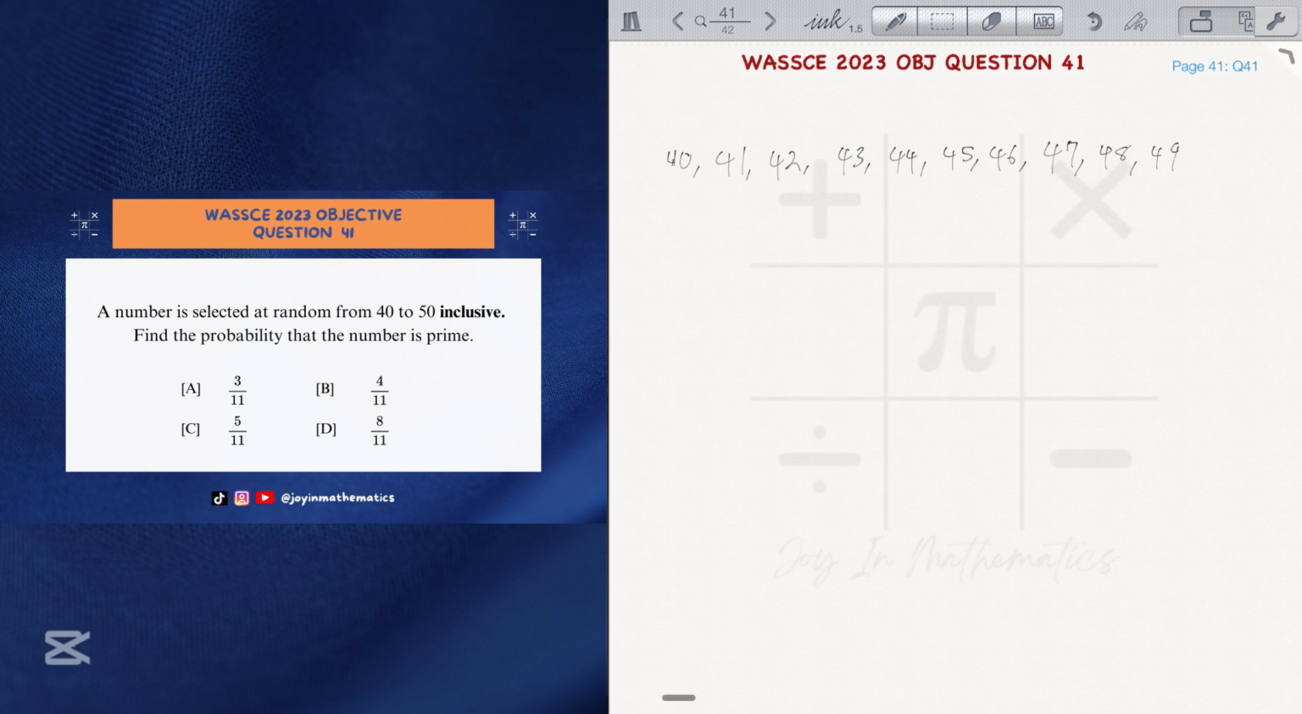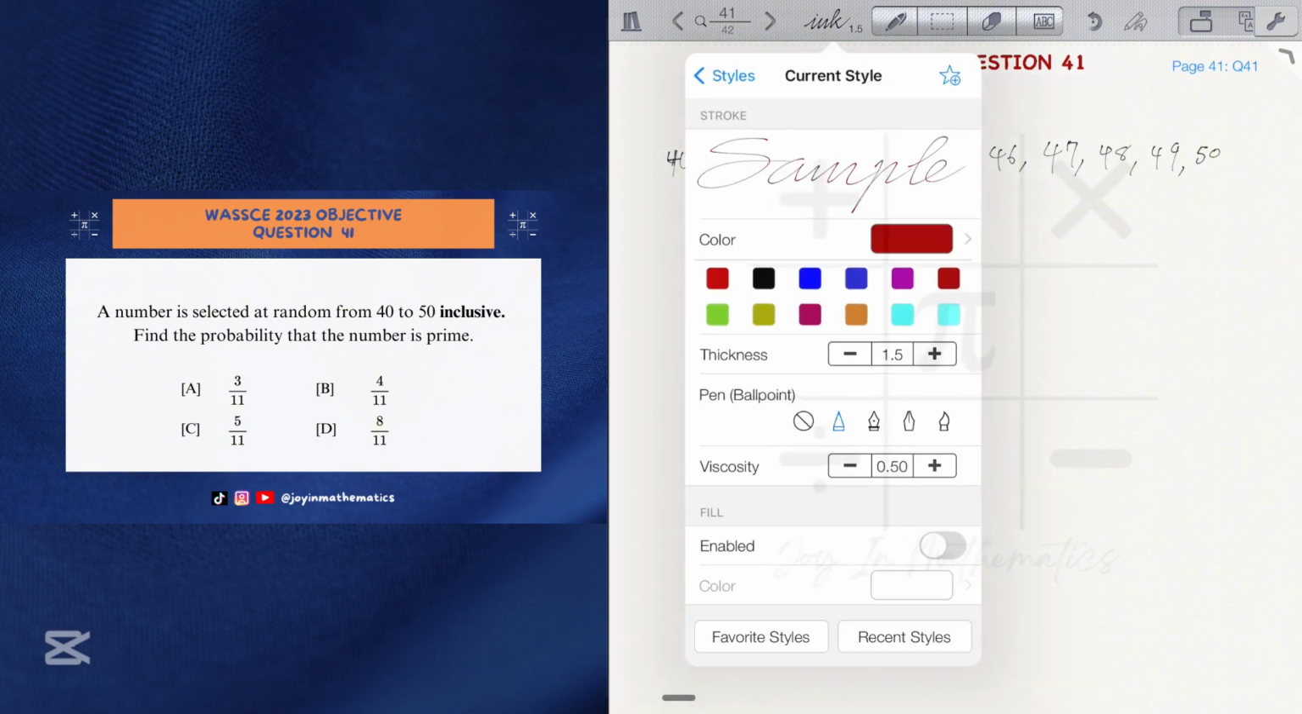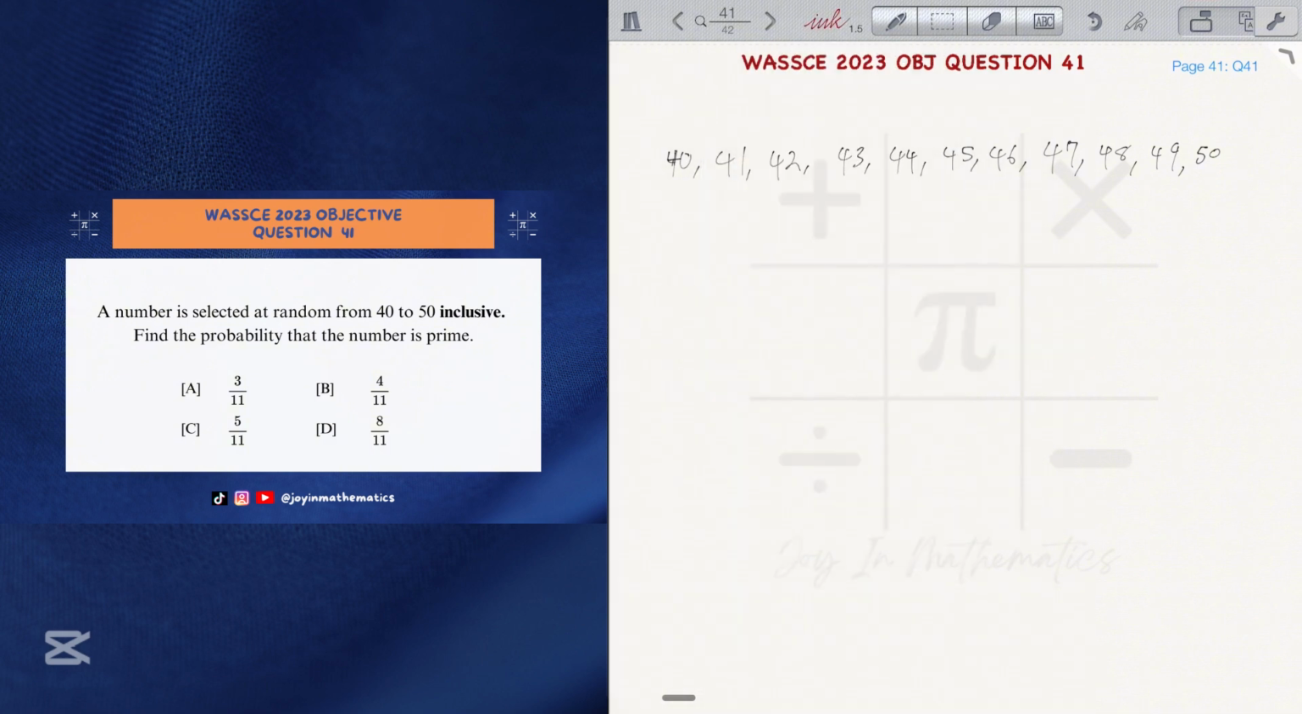And remember, look at the question closely. It says 50 inclusive. Now the question is, what is the probability that the number is prime? Now let's look at what the prime numbers there are. Prime numbers are numbers that are divisible only by 1 and itself. So 40 is not a prime number because it's divisible by 2.